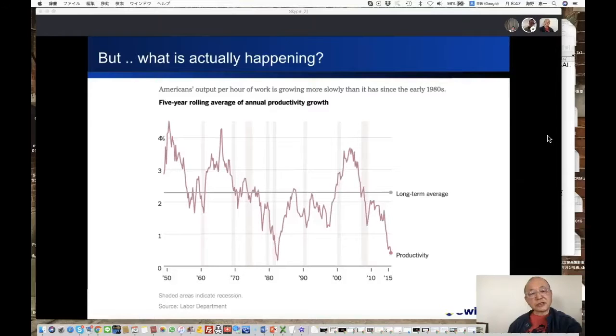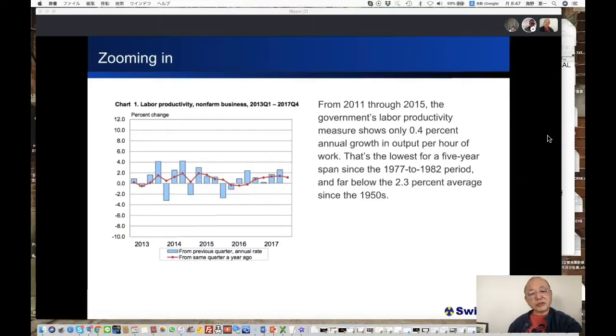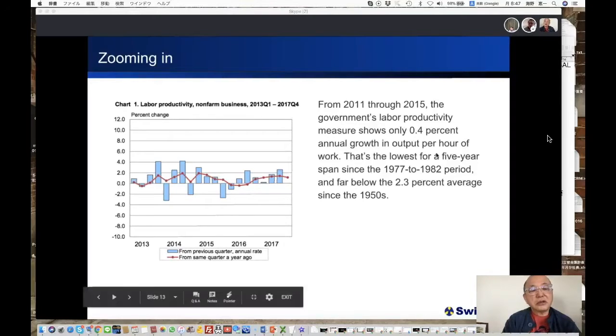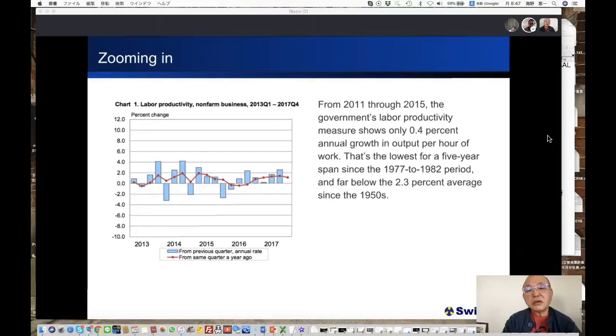But actually, why is productivity not increasing? This shows labor productivity, and it is almost flat. There is only a 0.4% annual growth in output per hour of work. Why is that? It's surprising. I completely agree with you. It's surprising because we would expect labor to become more and more effective with the better tools that we have. But it's not showing that.